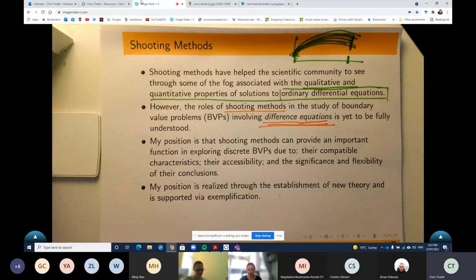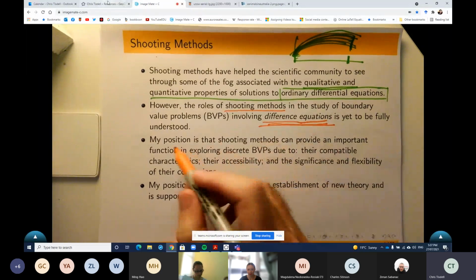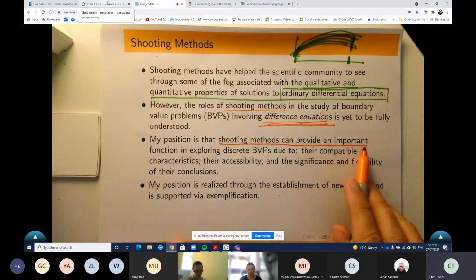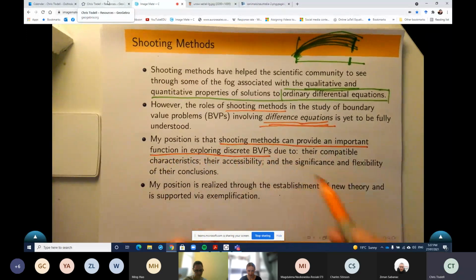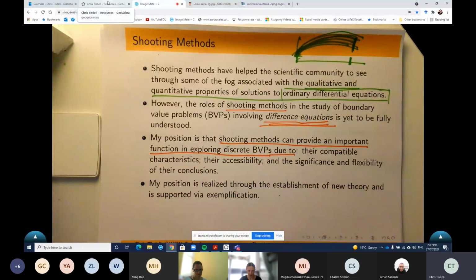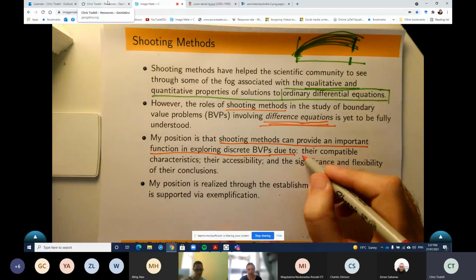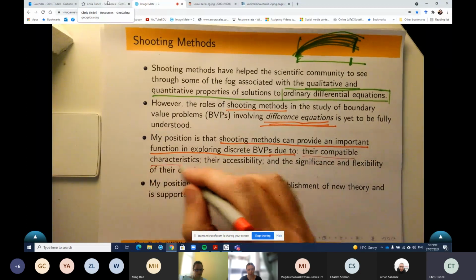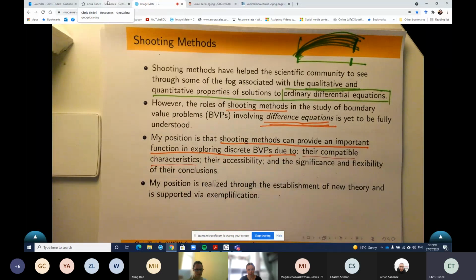I just explored a bit and got some basic results. Okay, so here's my basic position. Shooting methods can provide an important function in exploring discrete boundary value problems, and there's three or four reasons why I think that. Firstly, as you'll see, the method is very compatible with the form of discrete difference equations.